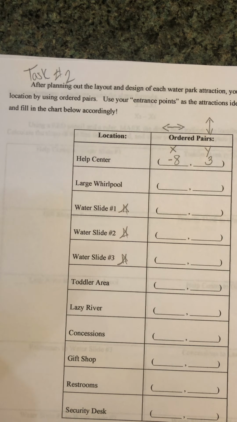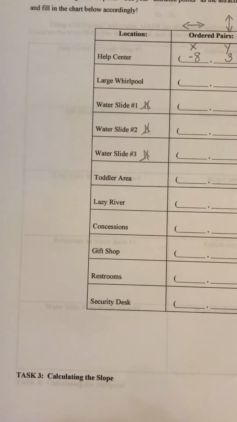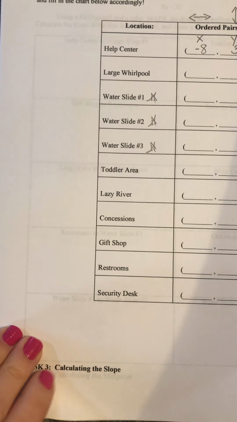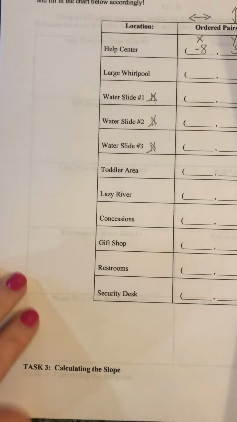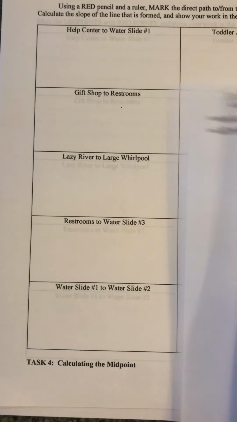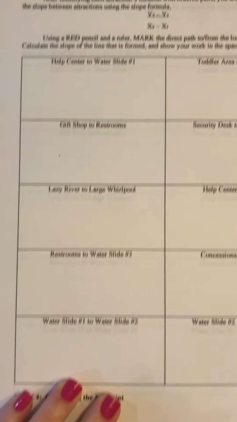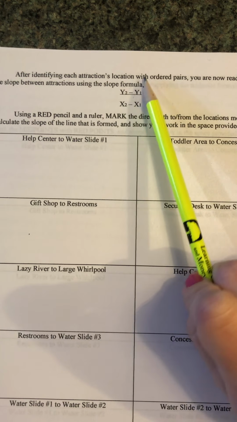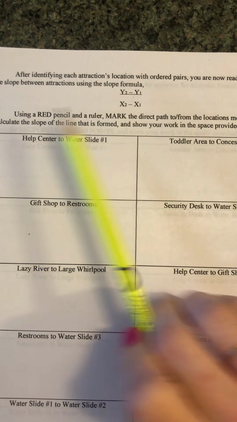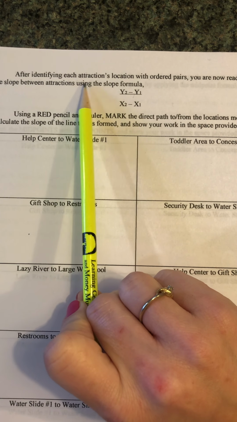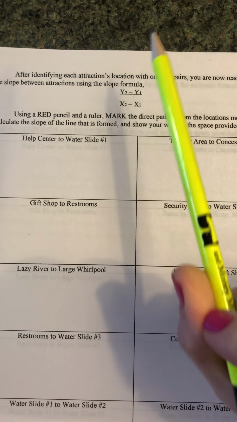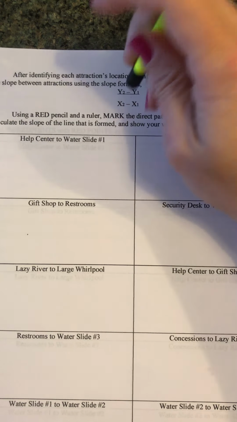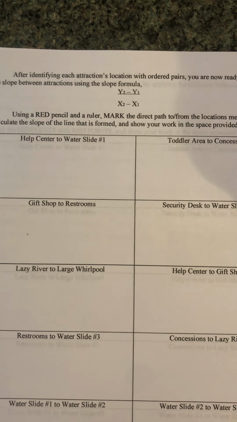One other thing we can also look at today is, at the bottom, it says task 3 is calculating the slope. So on the next page, it has us, after identifying each attraction's location with the ordered pairs, you are now ready to calculate the slope between attractions using the slope formula. We did not do a lot of slope formula in class this year because it's really more along the lines of an 8th grade skill.